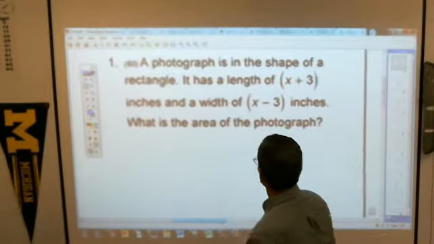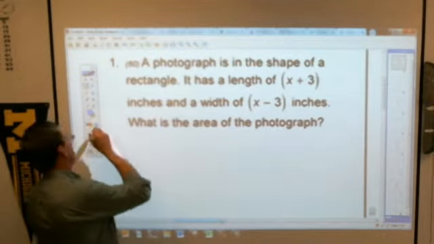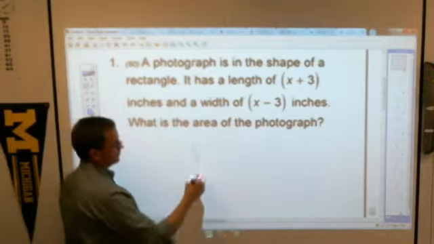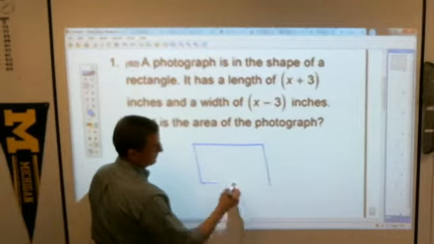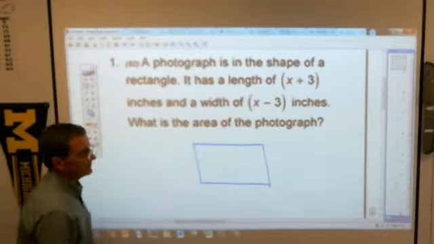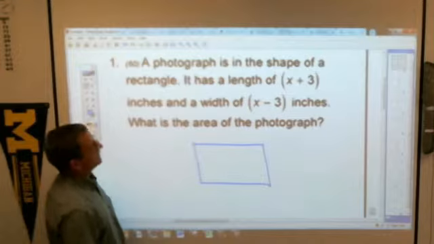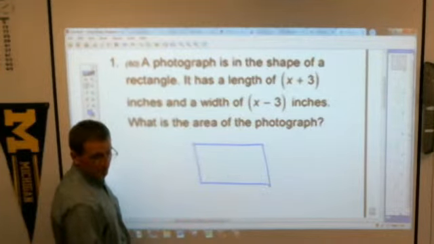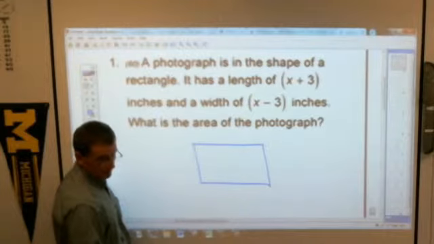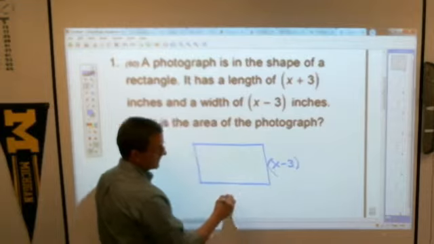Well, this one should not cause you too much consternation. Did you draw the rectangle, Westfall? No, I did not. Why would you not? Because to me, it's a rectangle. Does it not say rectangle? And then does it not give you the dimensions of the rectangle? What are the dimensions of the rectangle, Carly? One is x minus 3 and one is x plus 3.